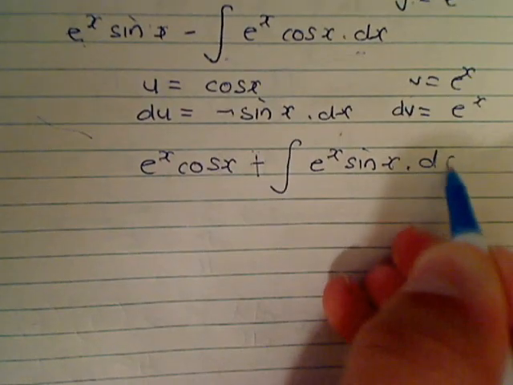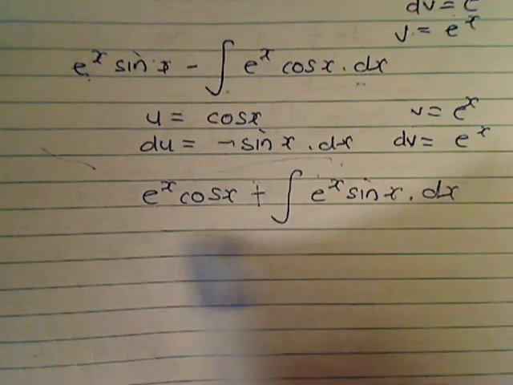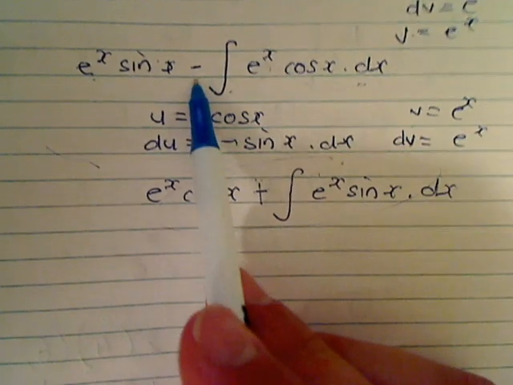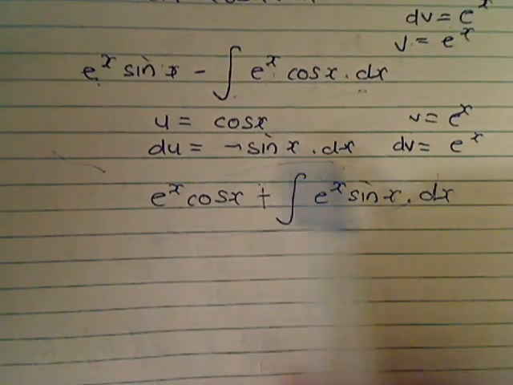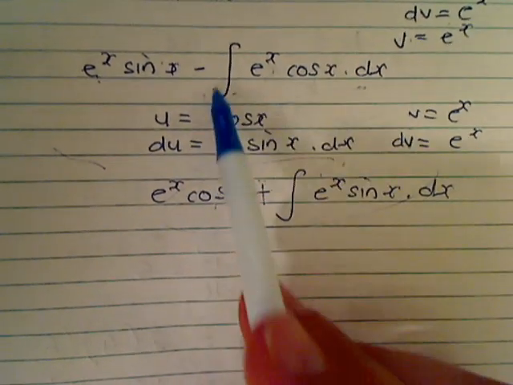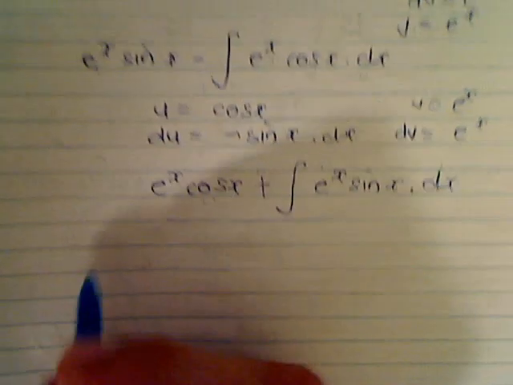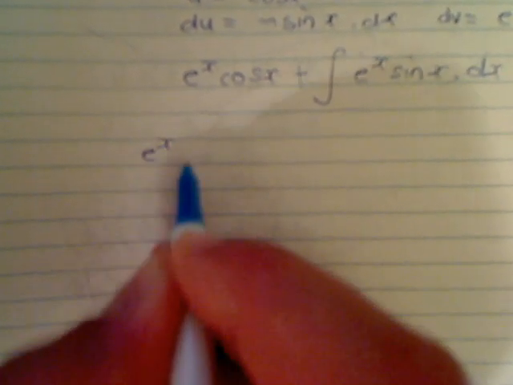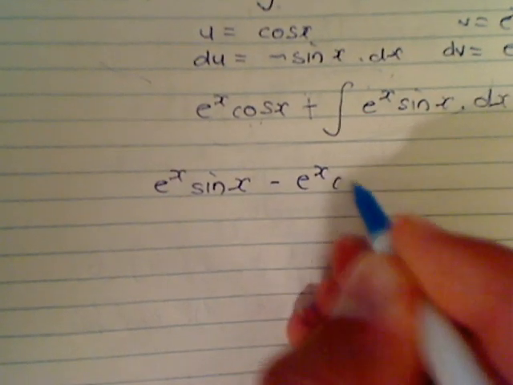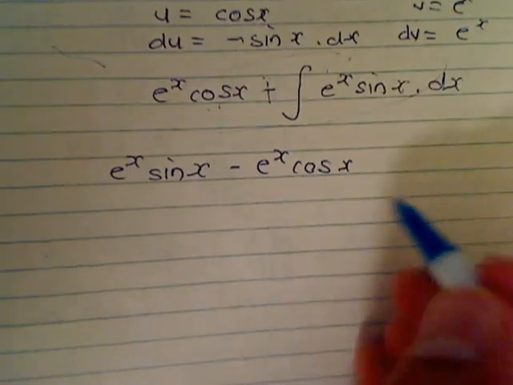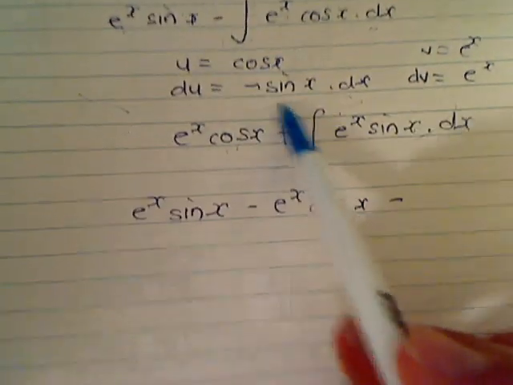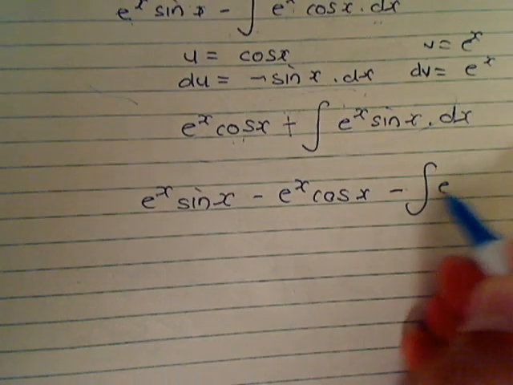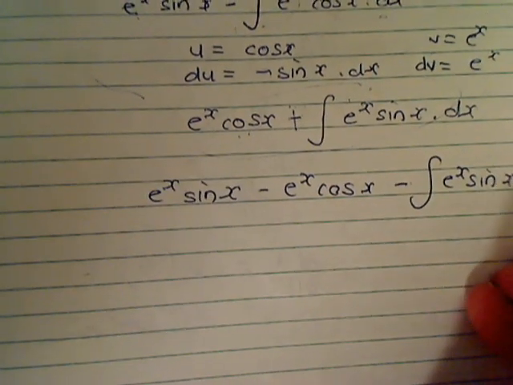dx. Now I'm going to sub this value back in for this value. There's a negative, so I'm going to have to times this whole value by negative. So I'm going to times this and this by negative. Let's rewrite this. Let's move my page up here. I'm going to write e^x sin x, because that's what we had, minus this whole part, so minus e^x cos x, minus, because a negative times a positive is a negative, minus the integral of e^x sin x dx.